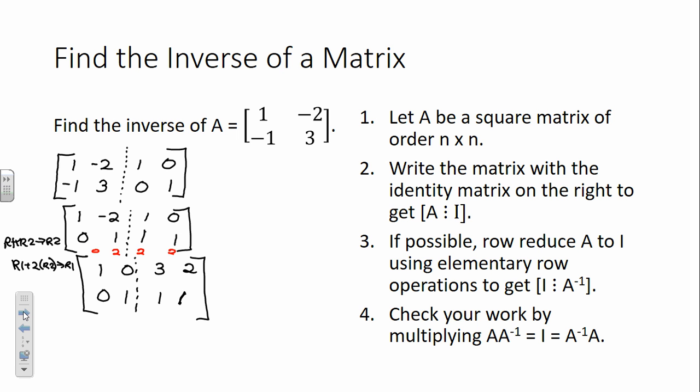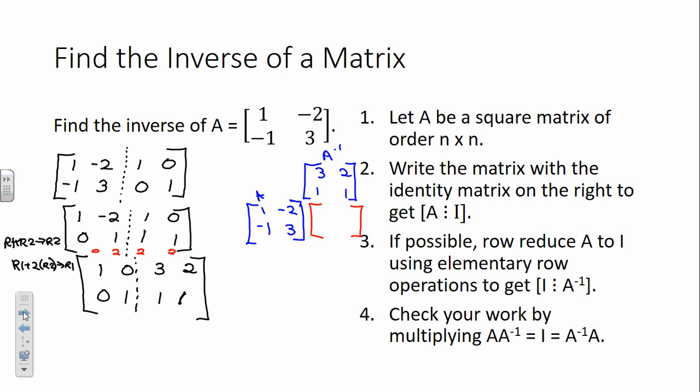Okay? Let's verify that these are, in fact, inverses of each other. So to do that, we need to take A times A inverse. Let me do this in different colors so we can see that we're in a separate process here. A is 1, negative 2, negative 1, 3. A inverse, we think, is 3, 2, 1, 1. So what happens when we multiply them together?